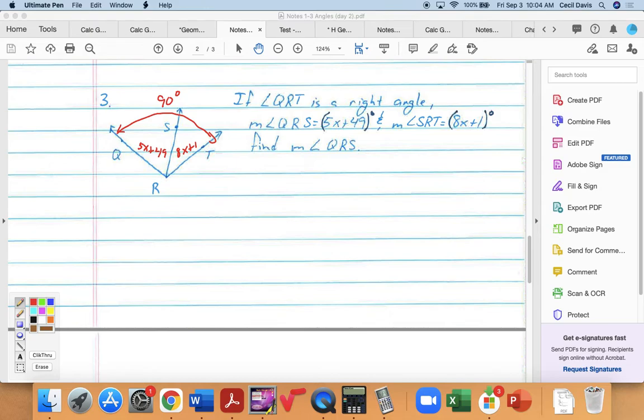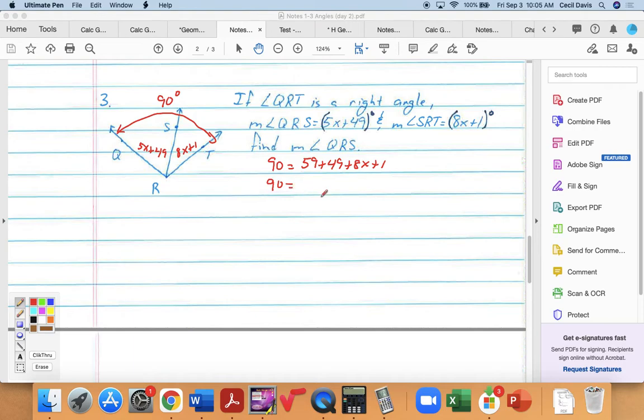So, do you want to take a crack at writing the equation for us? Did you say 90 equals? 5x plus 49 plus 8x plus 1. Perfect. And you were nervous. You did great.